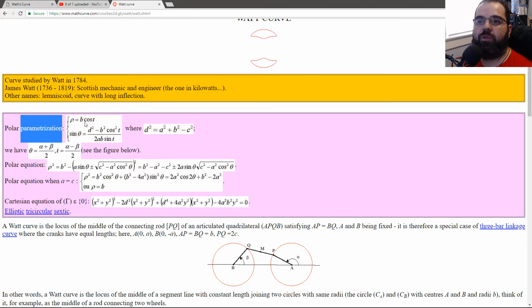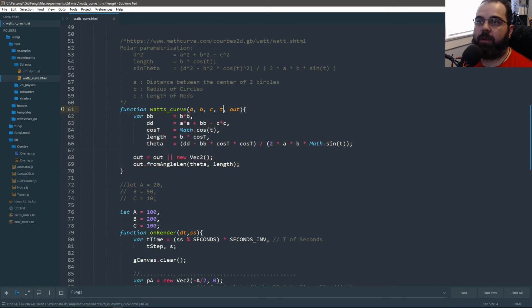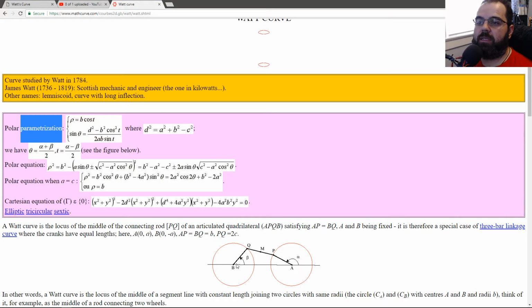So this is the equation for the radius, and this is the equation for the angle. Or this is the length and this is the angle. So once you have the angle and the length, it's very easy to calculate the x and y position. So I was able to implement that equation into code, and it's t as a parameter, and then you have these other values, which a stands for the distance between the center of two circles, b is the radius of circles, and c is the length of the rod. The rod is basically the thing that connects the two circles together, and it's the center point of that rod that actually does the actual drawing.